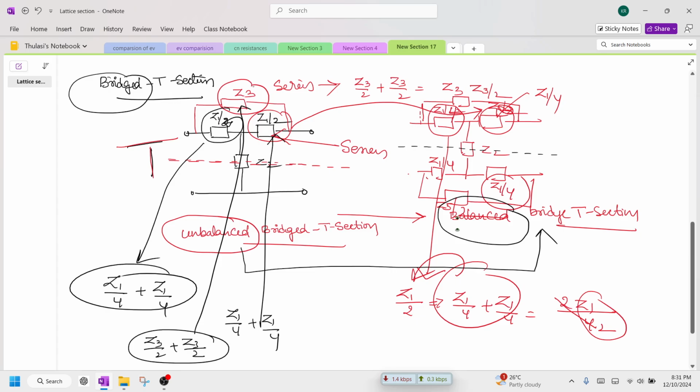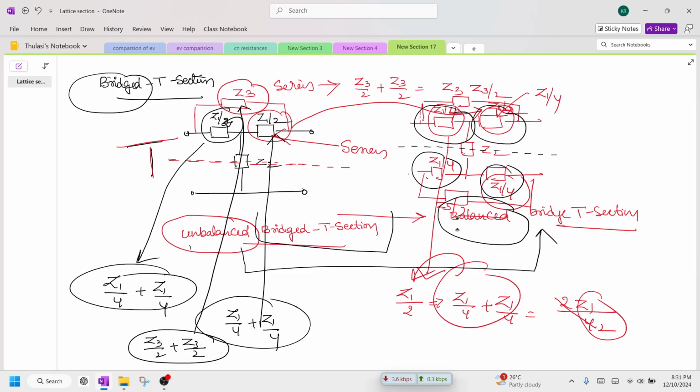So this is the modification I have done here. Directly apply this modification here. This is one Z1 by 4, this another Z1 by 4, and this is one Z1 by 4, another Z1 by 4. This is already told to be a bridged T section, and moreover it was unbalanced. Successfully I transformed an unbalanced bridged T section into a balanced bridged T section.